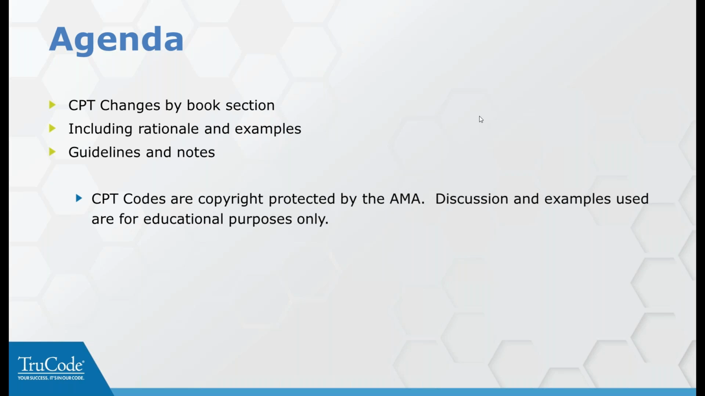So if you are a TruCode customer, when you get all of the code changes and all of the updates at the end of this month, which typically we'll have out before the holidays, it will have any other changes with their appropriate effective dates. So you don't have to wait for the paper book, which makes it awesome as well. So we'll talk about the CPT changes by book section. Again, we'll talk about rationale and some examples, and we'll go through any guidelines and note changes also.